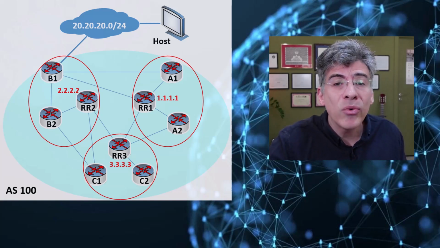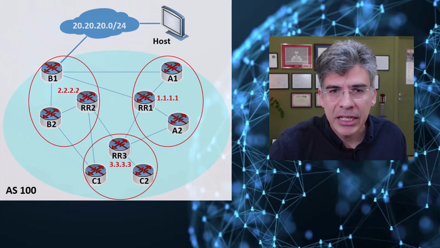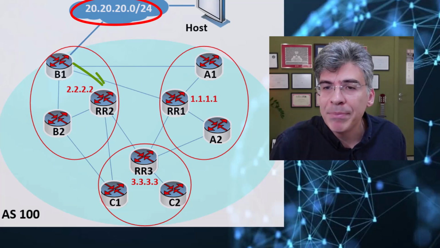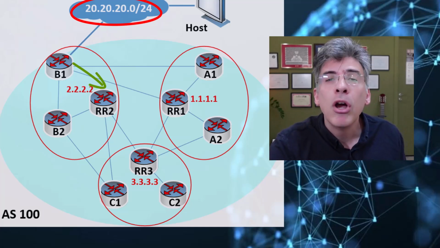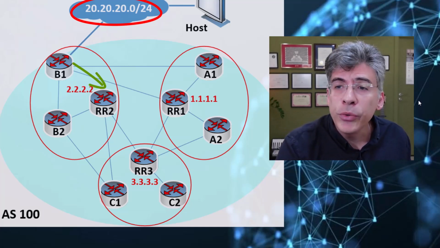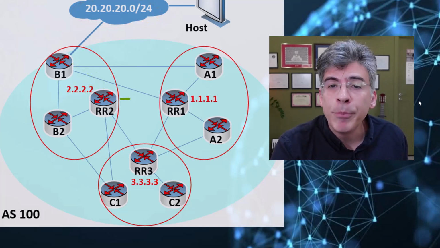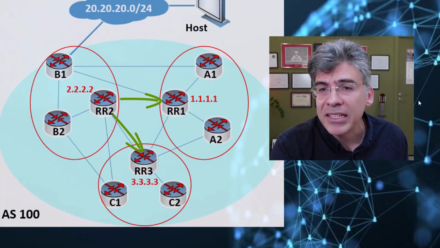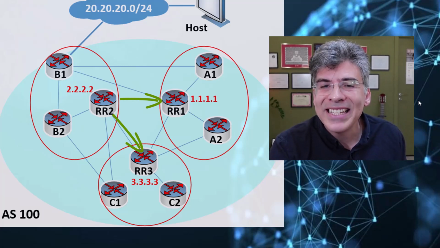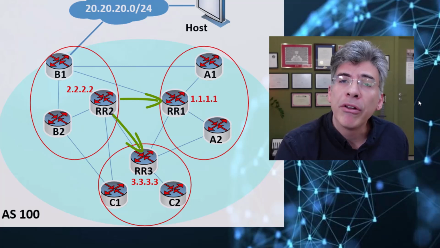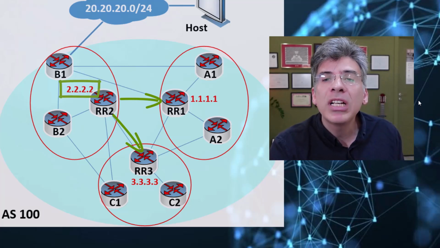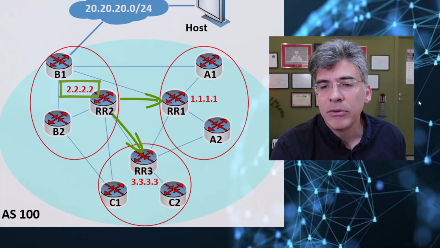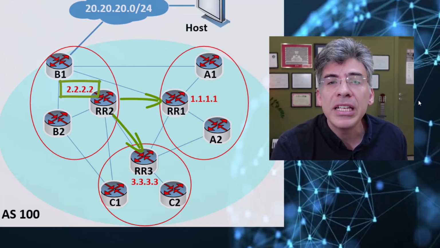Remember, split horizon does not operate here. So in this particular topology, let's assume that B1 sends an update to its route reflector RR2, and RR2 in turn sends an update to both RR1 and RR3 because of their full mesh status. When RR2 sends this update to RR1 and RR3, it puts its own cluster ID, in other words, the router ID of that route reflector, in the cluster list.